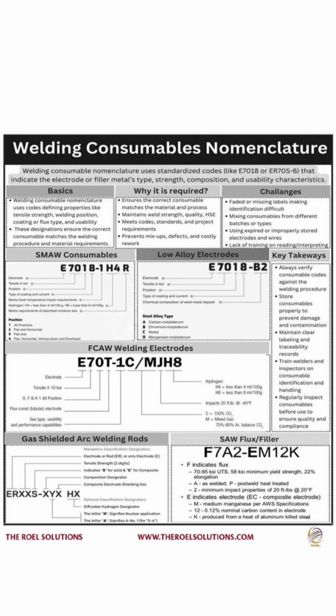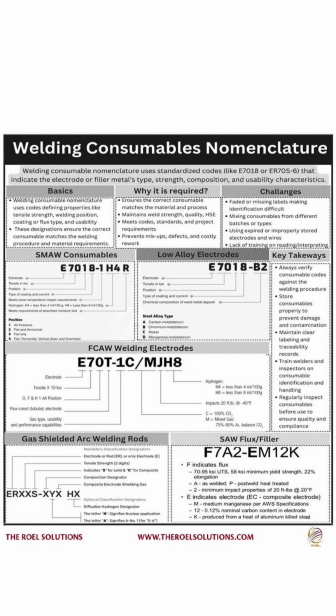E: electrode, R: rod. 70: 70 ksi tensile strength. S: solid wire. 6: indicates deoxidizer level and weld cleanliness. Use ER70S-2 for dirty surfaces, it's triple deoxidized. ER70S-6 handles mill scale and improves puddle fluidity.